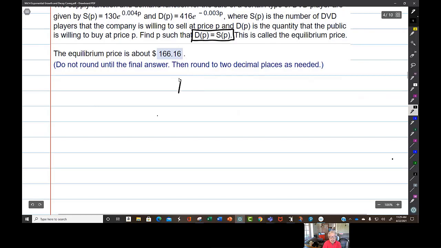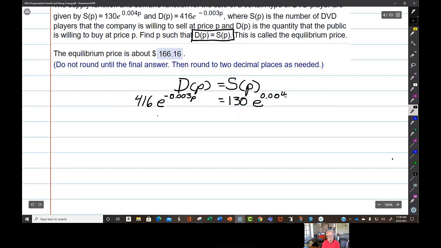So we're going to have D of P, that is the demand at the equilibrium price, equals the supply at the equilibrium price, where the price is the same, that's why it's the equilibrium price. Okay, so D of P is 416 times e to the negative 0.003 P. And the supply function is 130 times e to the 0.004 P.